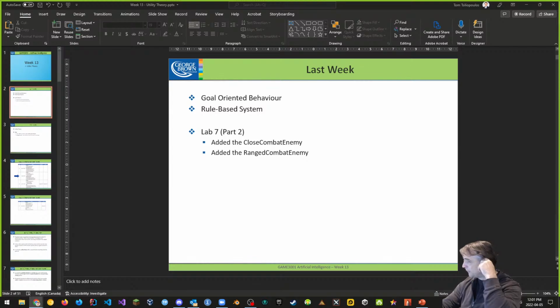We also, in Lab 7, Part 2, asked you guys to put together a close combat enemy as well as a ranged combat enemy. And Alex was kind enough to put together some examples, kind of Star Trek examples that were kind of cool.